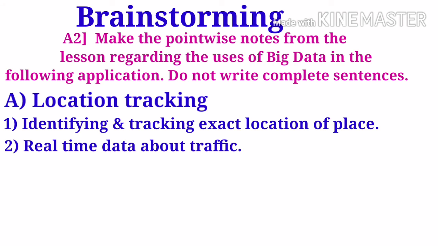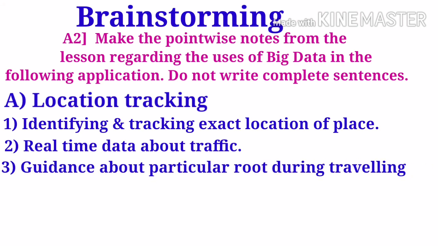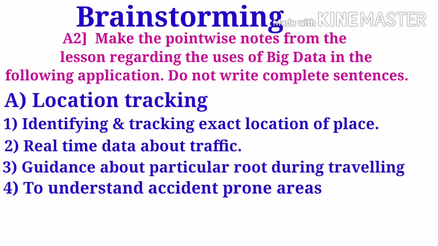Third one, guidance about a particular route during traveling. We find out the routes. Sometimes we don't know the routes. At that time we get the help of Google Map, and using that app we find the exact route. And last point is understand accident prone areas. Got it?